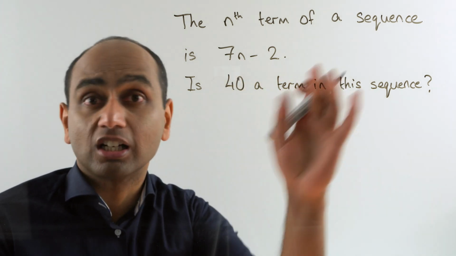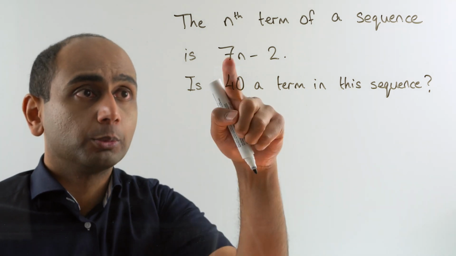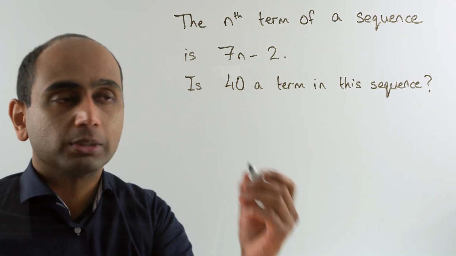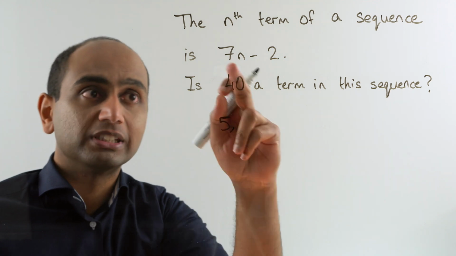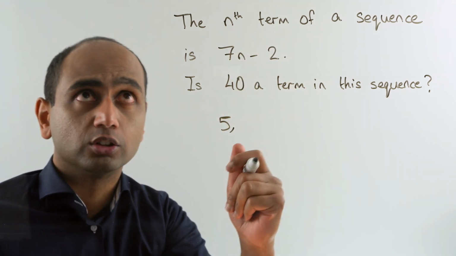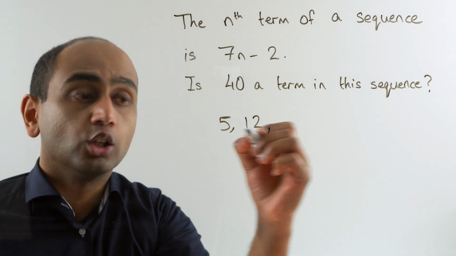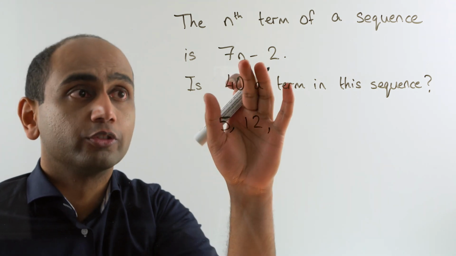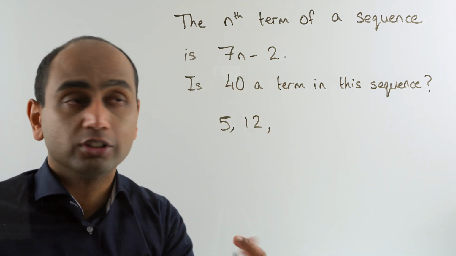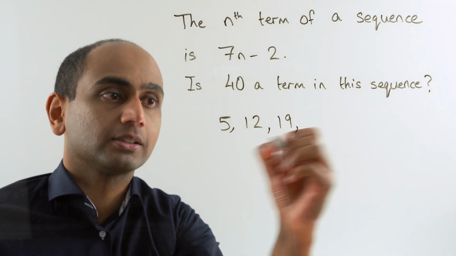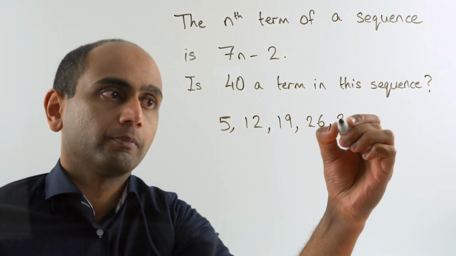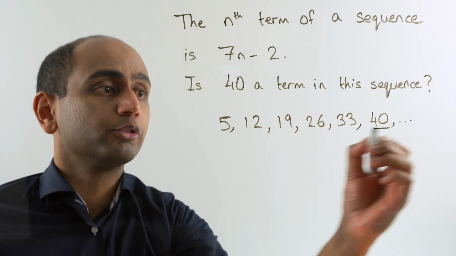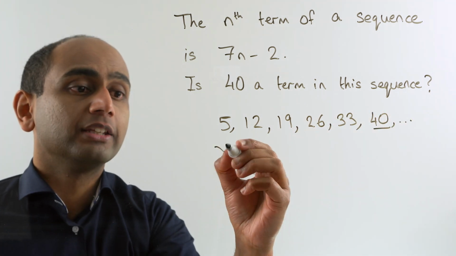The slow way would be to just start listing out the terms of the sequence. So the first term would be 7 times 1 minus 2, so 7 times 1 is 7, subtract that 2, and that gives me 5. The next term would be 7 times 2, which is 14, and subtract the 2, and that would give me 12. And hopefully you remember from the previous video that because we've got a 7 here as our coefficient of the n, this sequence is going to go up in steps of 7. So I could just keep on adding 7 like this. And look, here we are, we've got the number 40. So 40 is a term in this sequence.